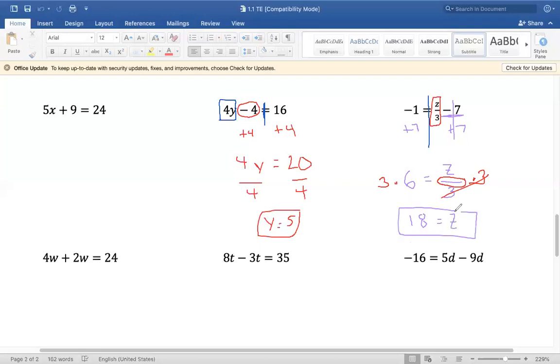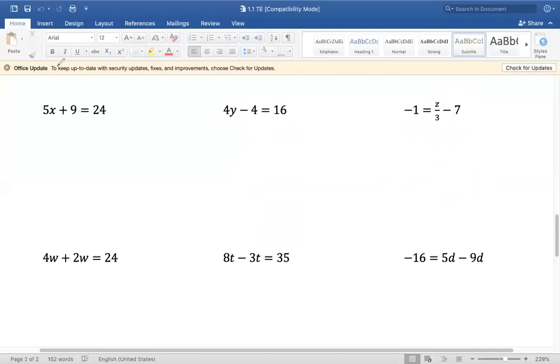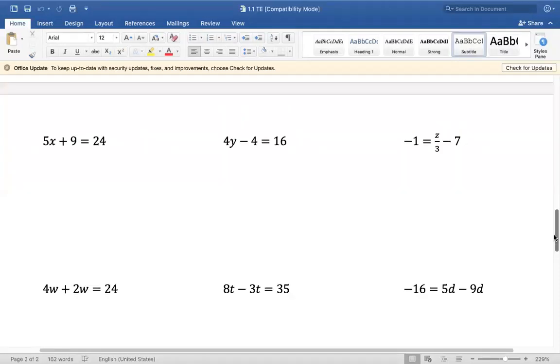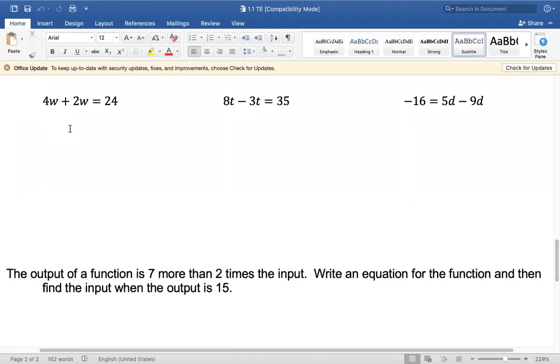And again, if you want to verify, go ahead, plug this back in for z up here, and you'll get -1 equals -1. Scroll down here. All right, next problem. Okay, I'm just going to set this up by drawing a line in between my equal sign.